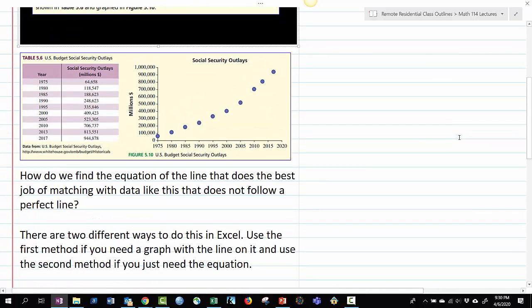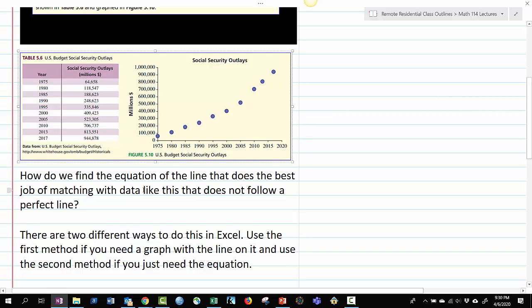For example, if you look at this here, here's the data on the left. It's Social Security outlays, the real expenses the government pays out in Social Security by year from 1975 to 2017. And you can see when they plot the graph over here, this is not a perfect straight line, right? In my experience, this is closer to a perfect straight line than you usually get, but it's not perfect. No matter how you drew a straight line, it wouldn't go perfectly through all those points, right? That's how data in the real world usually goes.